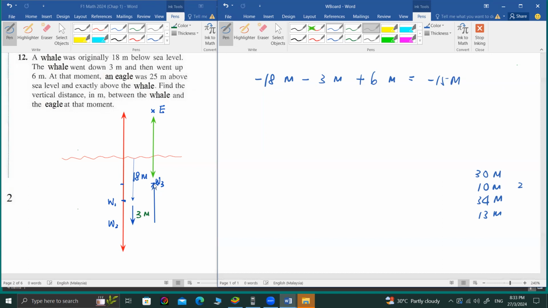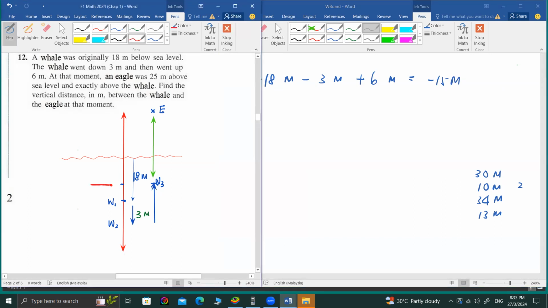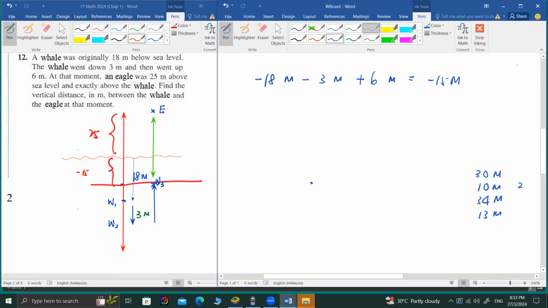Okay, class. The whale is here. All of you see? The whale is here now. Negative 15, down here. The eagle, 25. Okay, class, I ask you one question before we continue this.